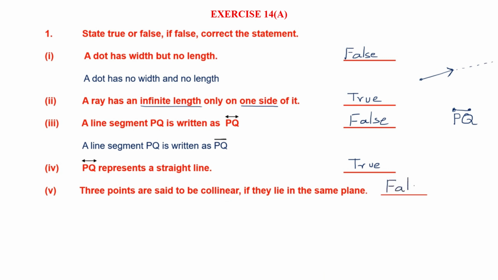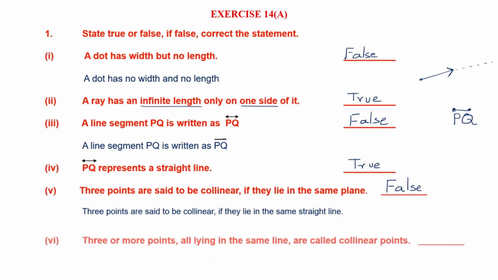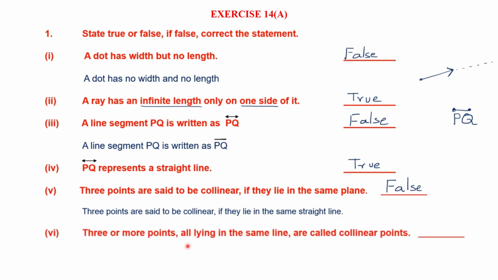Okay, so you can have many points in a plane, but if there are 3 points or 3 or more lying on a same straight line, only then can you say that they are collinear points. So the correct statement is 3 points are said to be collinear if they lie in the same straight line. Next one. 3 or more points all lying in the same line are called collinear points. So this statement is true.